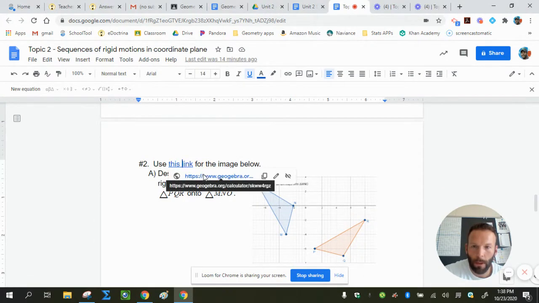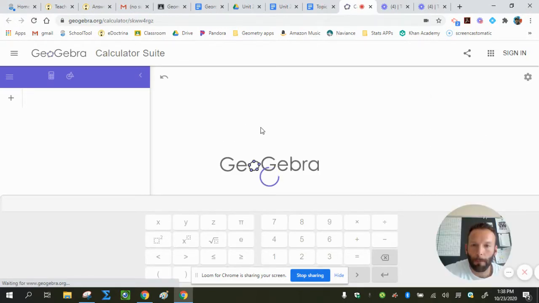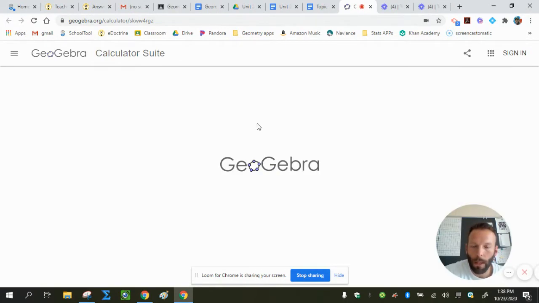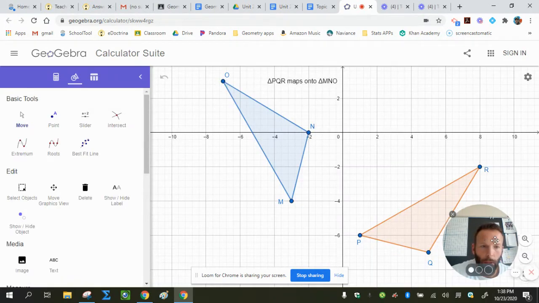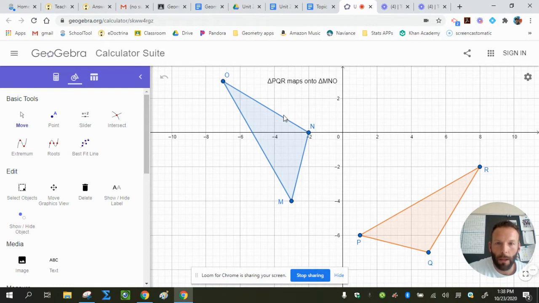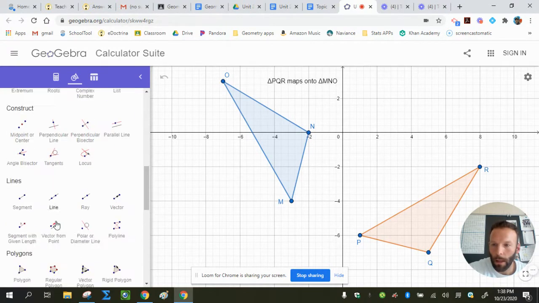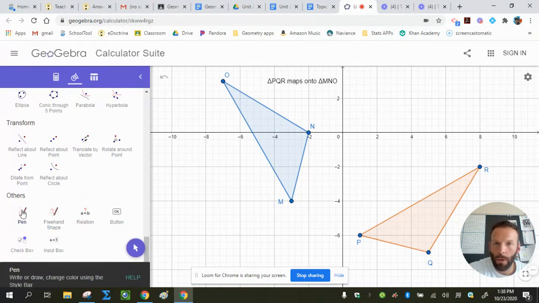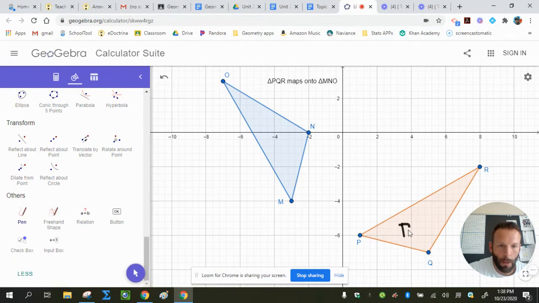So here's the link that will take me to what this picture looks like, or originated as, in GeoGebra, and I'm going to do the same kind of experience again, where here it says triangle PQR maps onto triangle MNO. So I'm going to start with my pen tool, and if PQR maps onto MNO, that means PQR is the pre-image and MNO is the image.